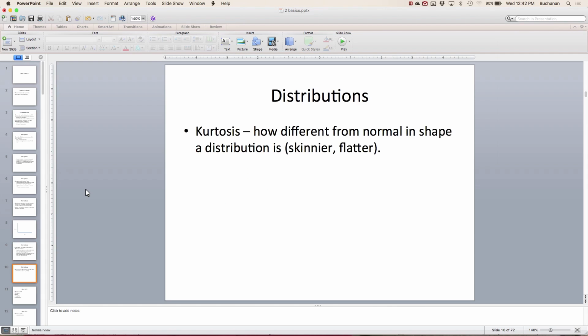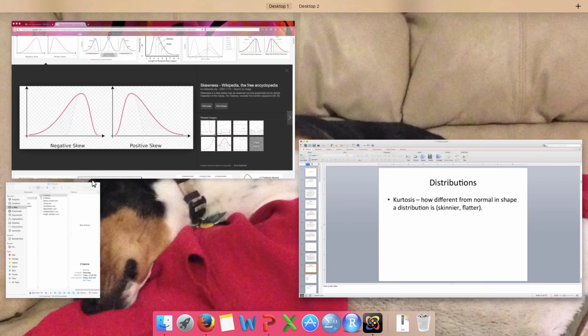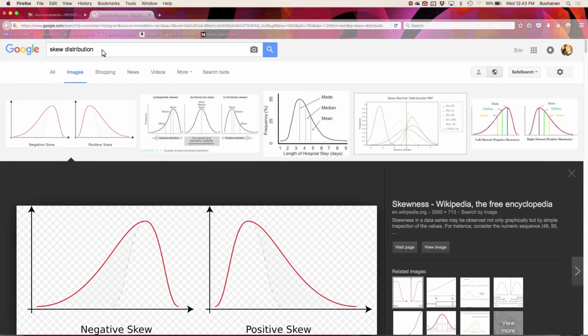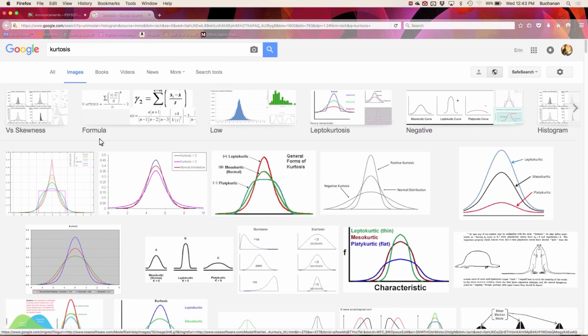Kurtosis is a completely different animal. You can have skewed distributions that are kurtotic and kurtotic distributions that aren't skewed. So you have to treat these things separately, but they can overlap at the same time. Skewed distributions also tend to have kurtosis problems. But that's how different it is in shape: how much skinnier than normal and how much fatter than normal. There's a really famous picture for this. I don't care if you remember the terms.